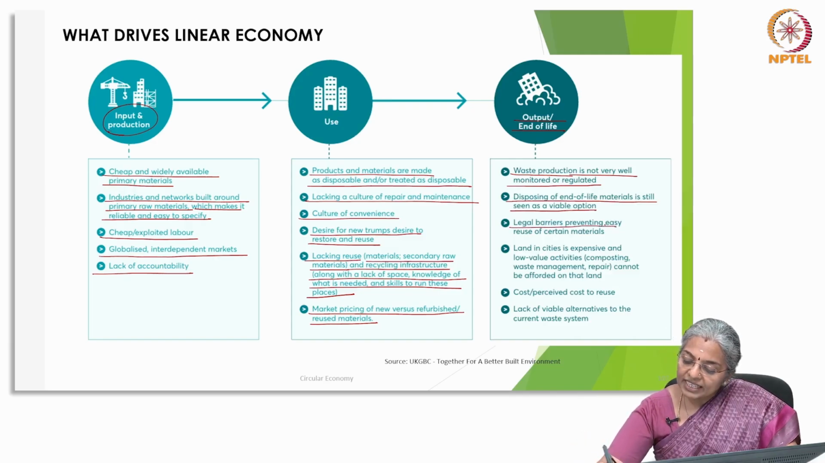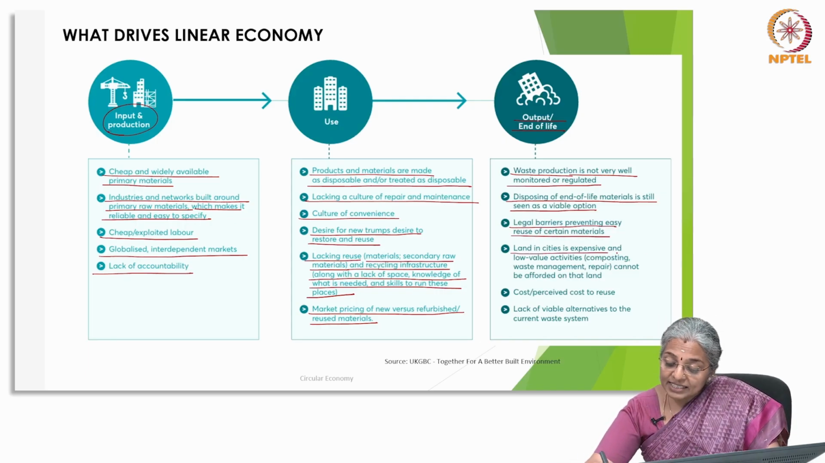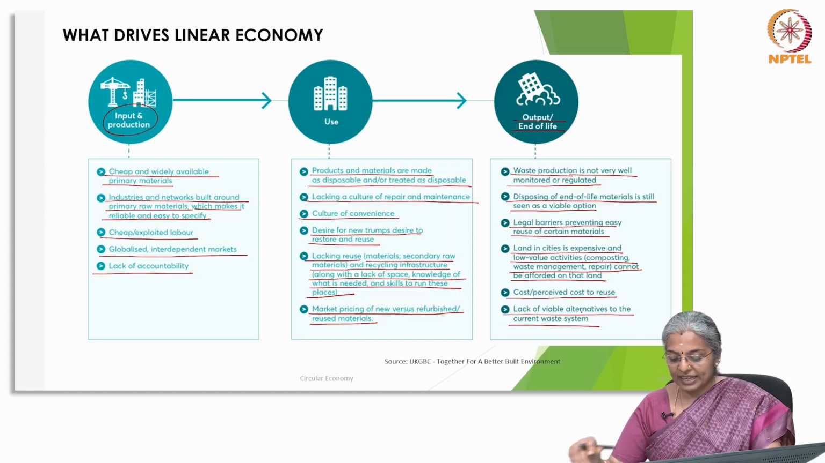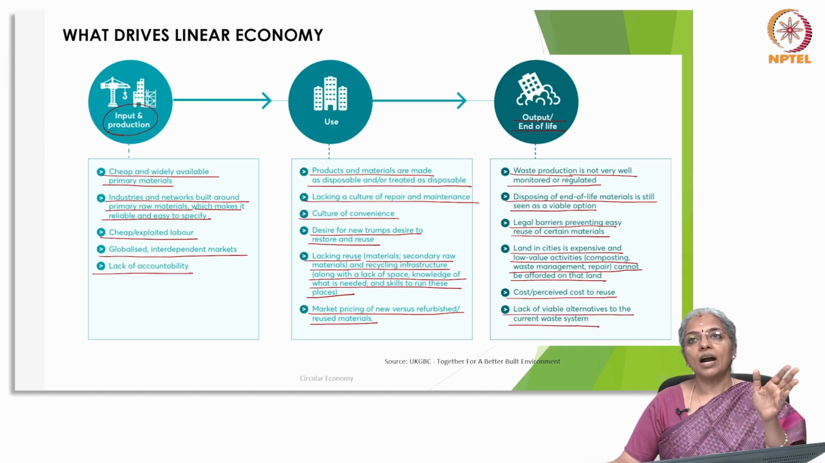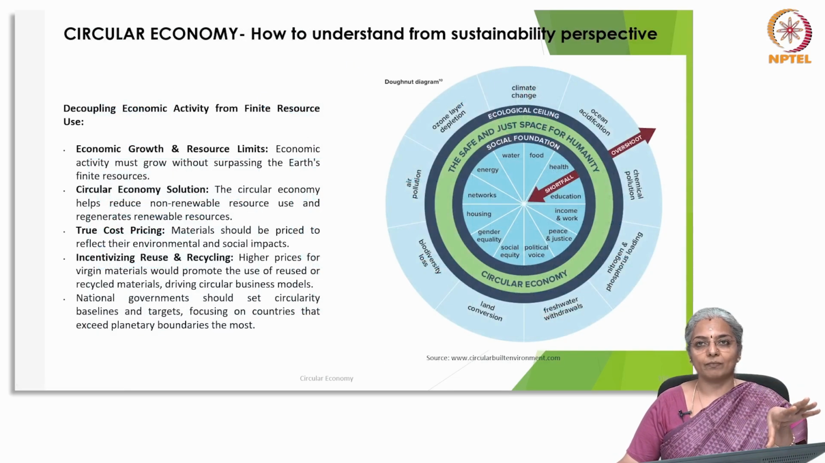Legal barriers prevent easy reuse of certain materials. Land in cities is expensive, and low value activities like composting, waste management, and repair cannot be afforded on that land. We don't have a system, we don't have that culture in the linear economy. Cost is not included to reuse a product, and there is a lack of viable alternatives to the current waste system. But how do you understand circular economy from a sustainable perspective?